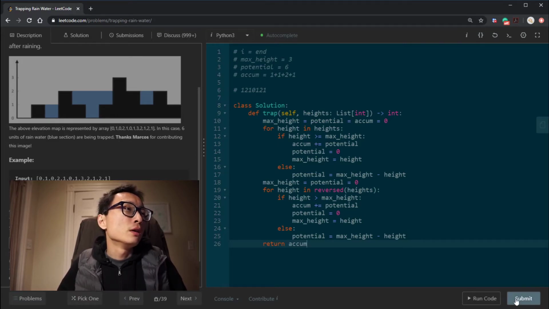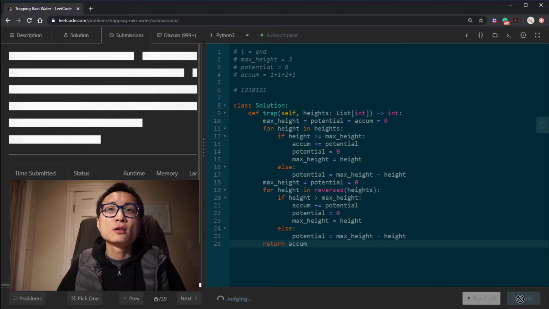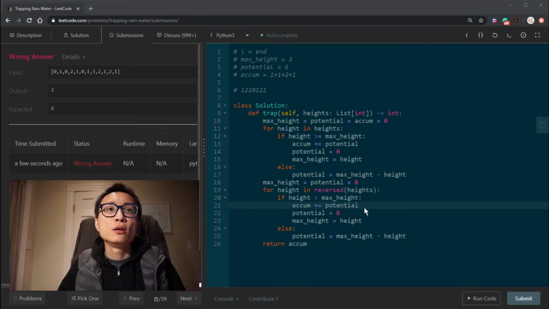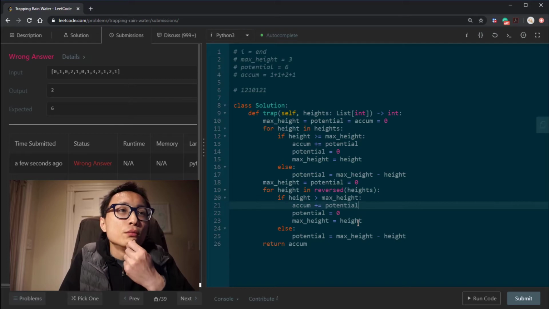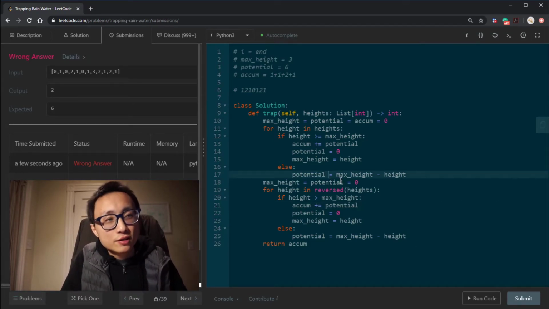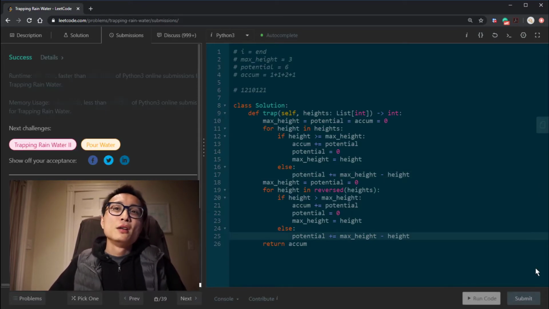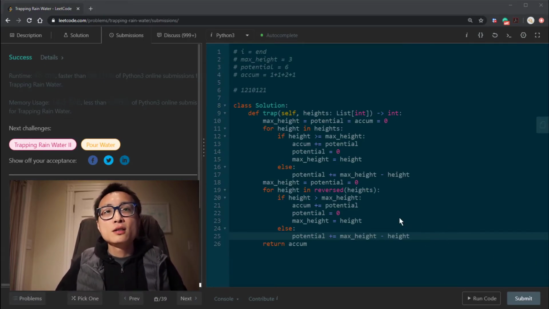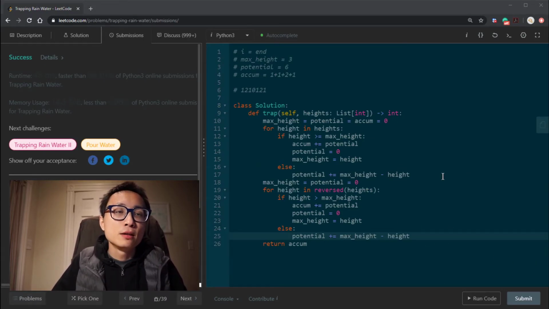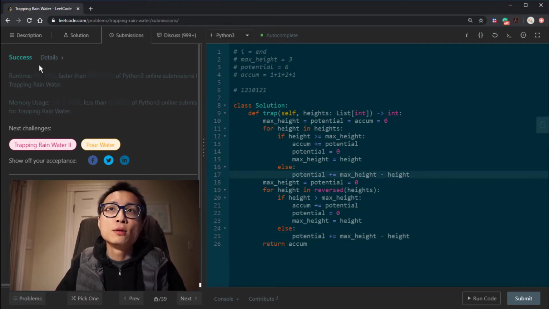So it looks right to me, so let's just go ahead and submit. We got an error. Okay, so what's the problem? Oh, I'm so sorry. This potential should be updating, not overriding. So that's the 2-pass algorithm, and it's pretty intuitive and straightforward.